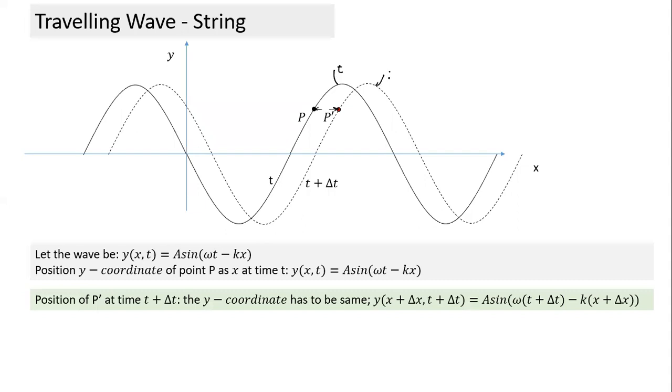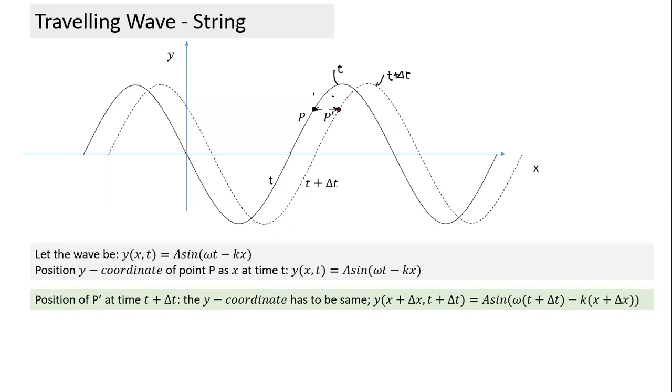This is the wave shape at time t plus delta t. So we are taking two points, P and P dash. Suppose this is point P dash. Will the coordinate of P dash be the same? No, the coordinate of P dash will not be the same.